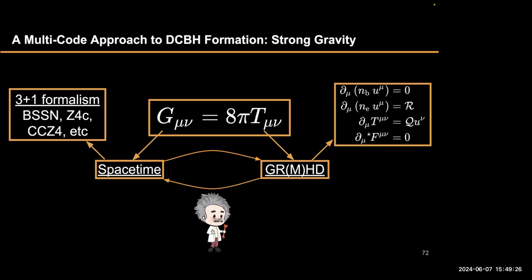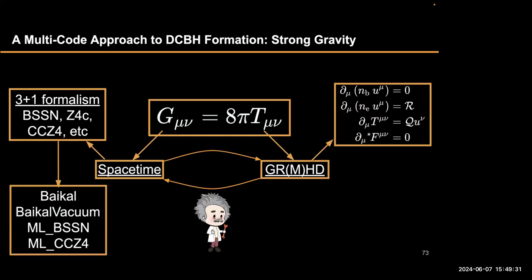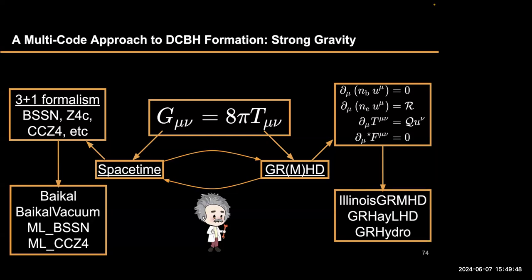And then for reference, if you're a newcomer to the Einstein Toolkit and you're not completely familiar with it, normally the space-time would be handled by codes like Baikal or Baikal Vacuum if you're not interested in GRMHD. And there are also codes from the McLachlan arrangement like ML_BSSN or ML_CCZ4. And then the hydrodynamics would be taken care of using codes like IllinoisGRMHD or GRHydro, which Sam talked about a few days ago.